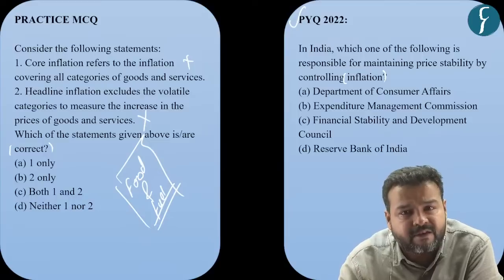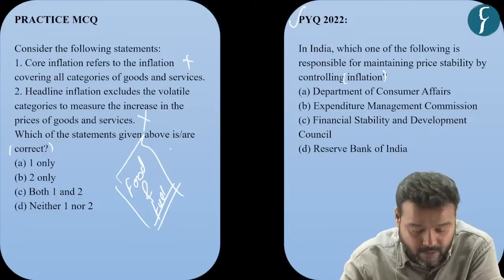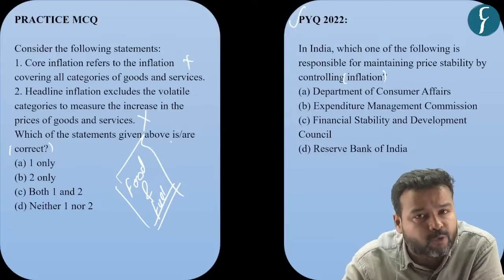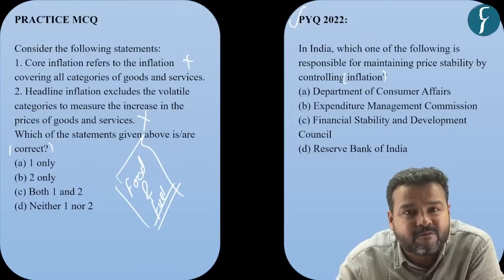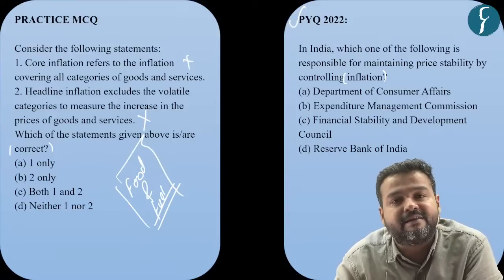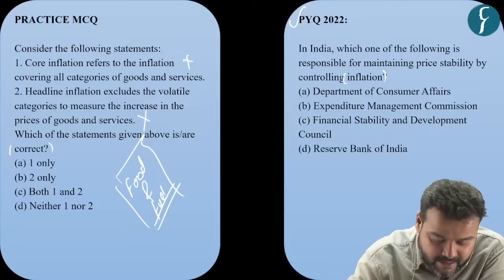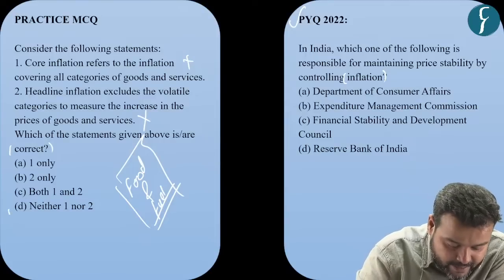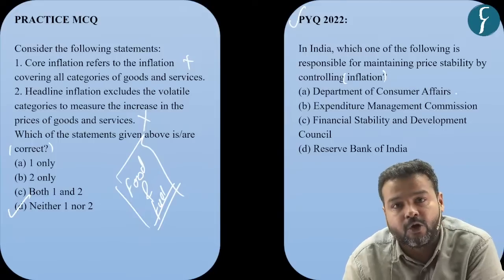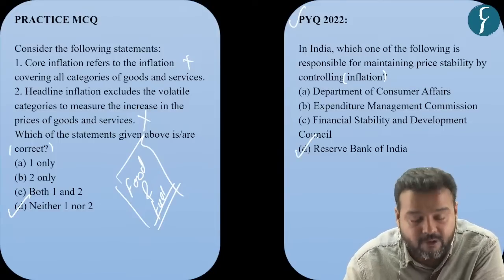So whenever there is a fall or rise in the price of food and fuel, the headline inflation will fluctuate, but core inflation will largely remain unaffected. So as you had to find the correct statements, our answer would be D, that is, neither one nor two. The answer for this PYQ is D, that is, Reserve Bank of India.